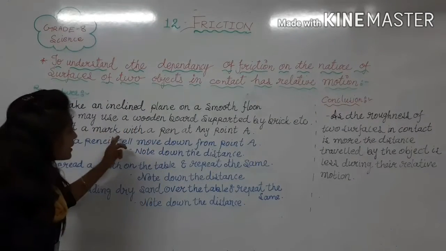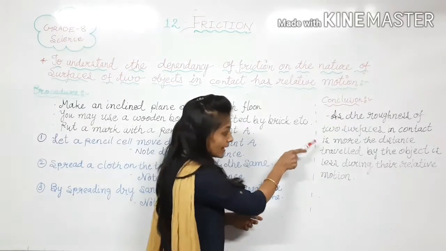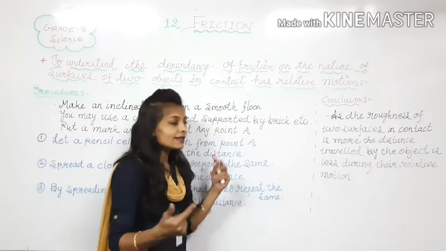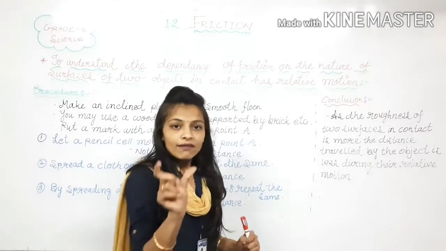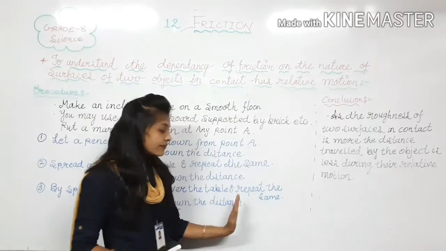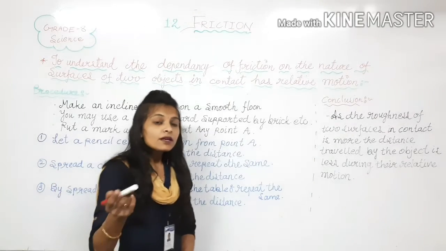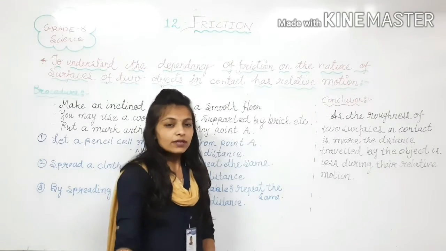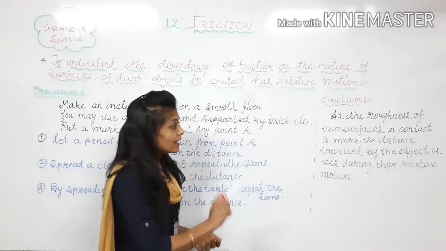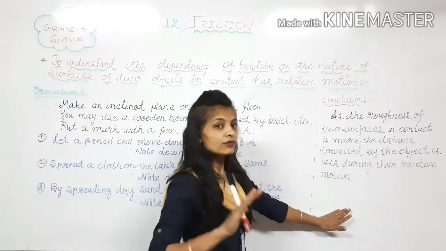Second thing, put a mark with a pen at any point A. See in the diagram, one point is given, point A. From that point you have to move the object. In this activity we will use a power cell. The power cell is cylindrical in shape and has a smooth surface. We will perform three different situations, as in the further activity also, like using the spring balance with a polythene bag wrapped and a jute bag wrapped. Afterwards, what will be the conclusion? We have to study the effect on the motion of the object.